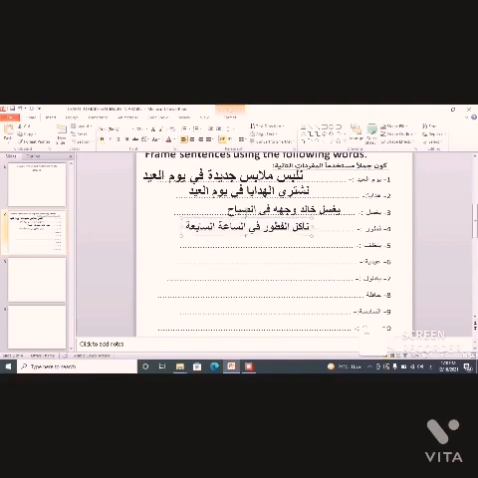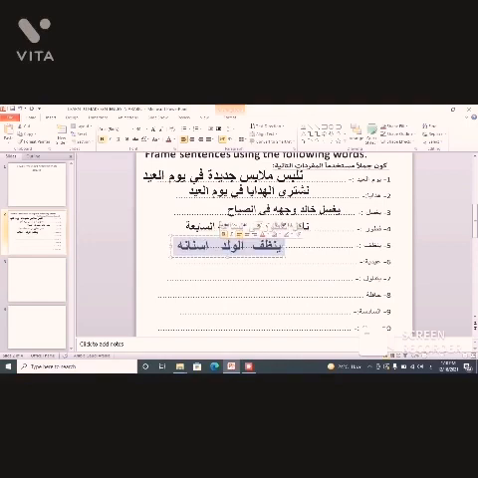Next is yunazzif. Yunazzif means cleaning. So he is cleaning his teeth. Yunazzif al-walad, the boy is cleaning his teeth, brushing his teeth. So how to use this? Yunazzif al-walad asnanahu. Like this you should read the sentence.